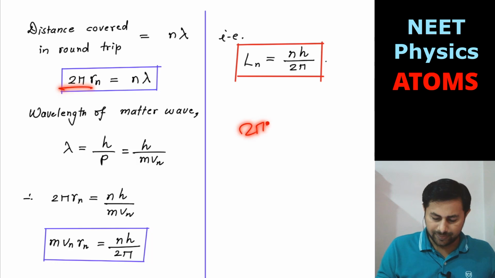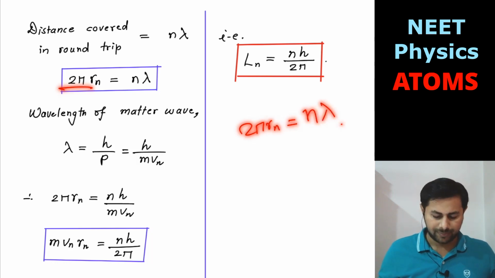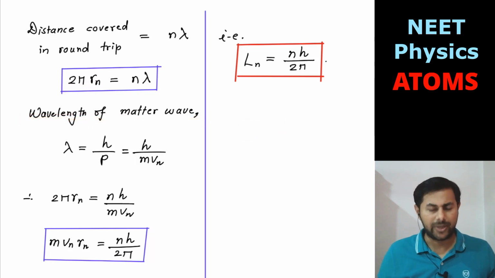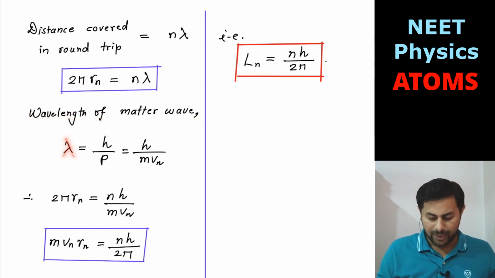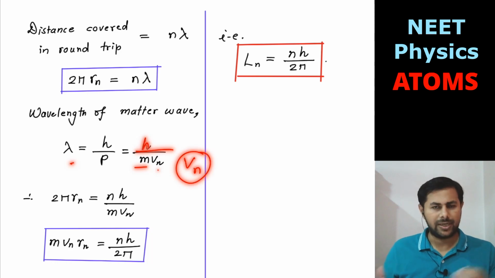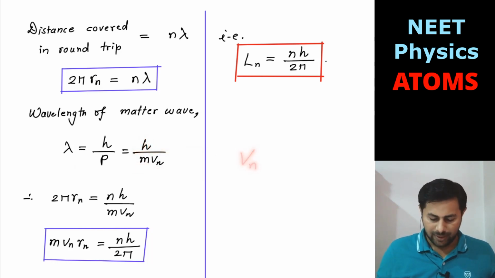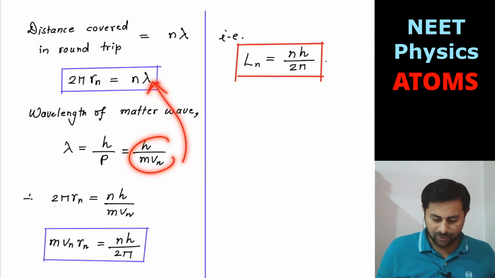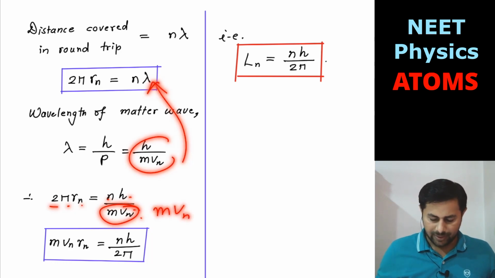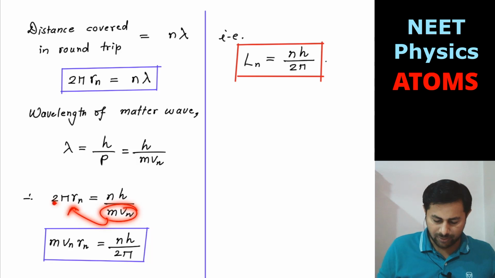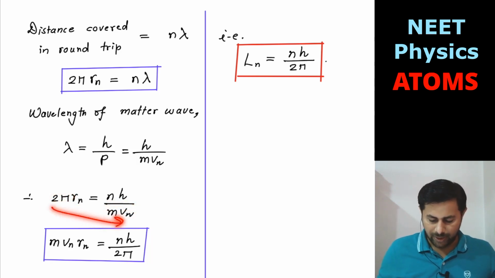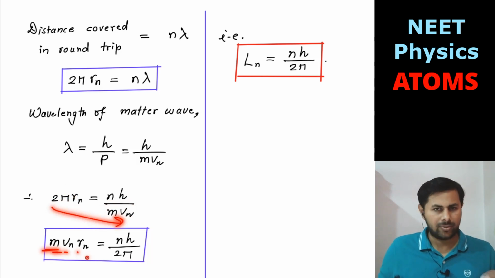So 2 pi r_n is equal to n times lambda, and the wavelength of matter waves is given by the de Broglie hypothesis. What is the de Broglie hypothesis? Lambda is equal to h by p, right? So lambda equals h divided by m times v, and we are taking v_n because it's the nth orbit, so the speed is v_n. Put that here, so you get 2 pi r_n is equal to nh divided by m times v_n. Move m times v_n to this side and 2 pi to the other side, so 2 pi goes in the denominator, and you get m times v_n into r_n.